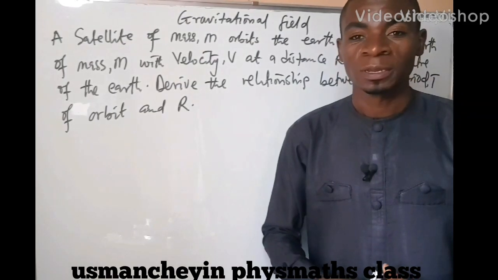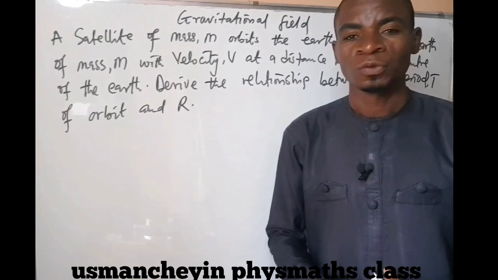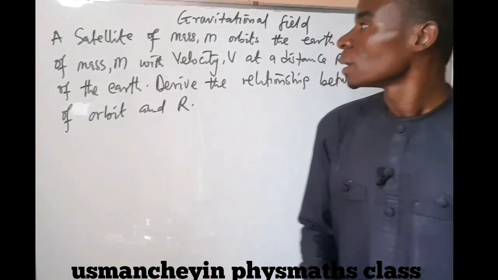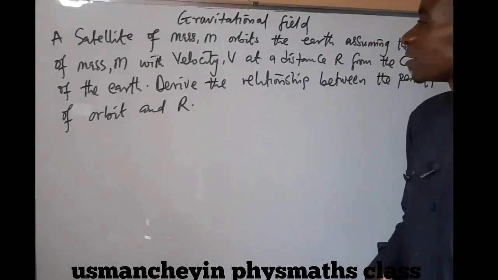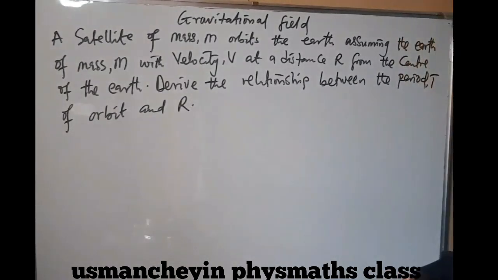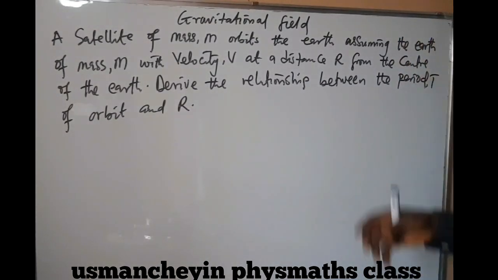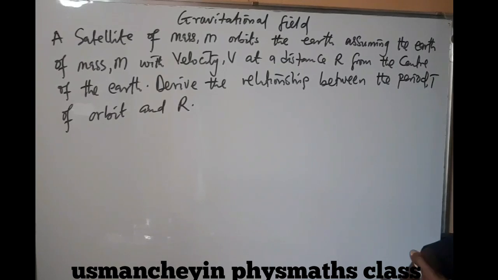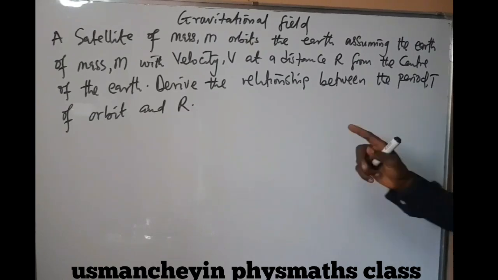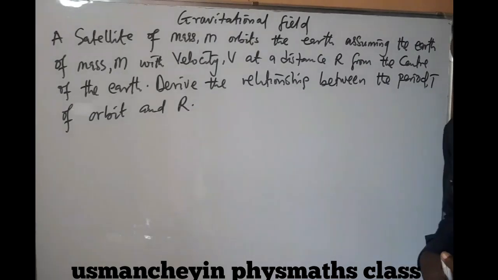In our tutorial today, I shall provide a solution to this very problem. A satellite of mass m orbits the Earth, assuming the Earth of mass M, with velocity v at a distance r from the center of the Earth. Derive the relationship between the period T of the orbit and r.